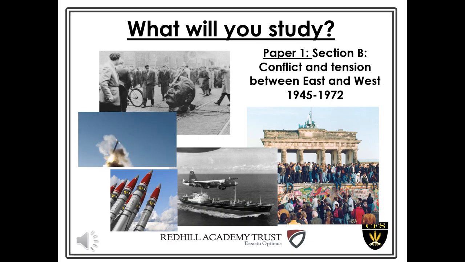Then the second part of paper one is conflict and tension between the East and West. This means the Cold War. You look at post-World War II tensions between America and the Soviet Union, which is today Russia, and you look to understand all of the things that brought the two countries close to war. You look at the rise of nuclear weapons, the Berlin Wall, the Cuban Missile Crisis, and this paper really asks you what caused tension throughout the world.